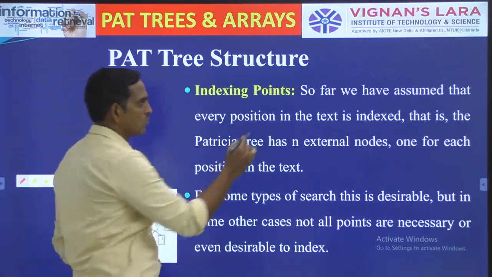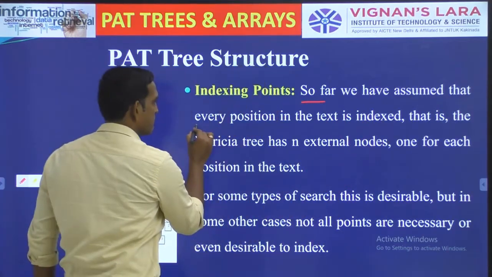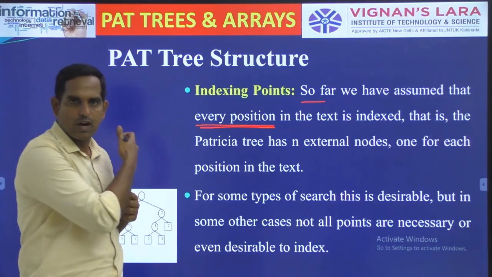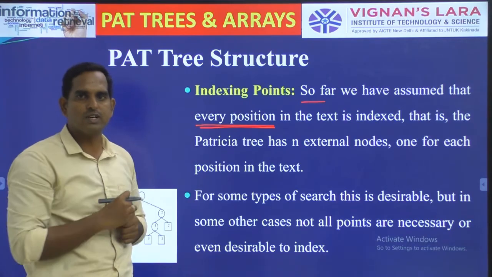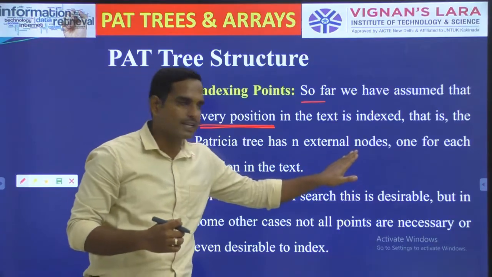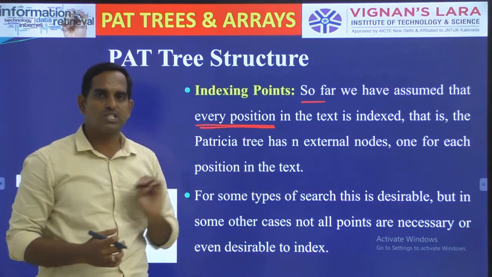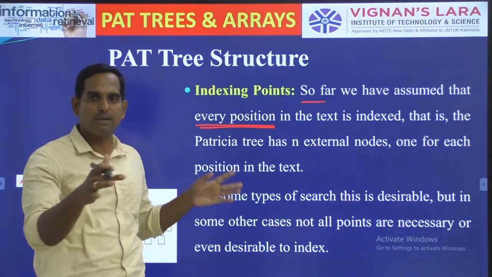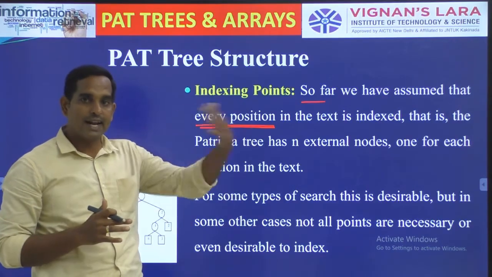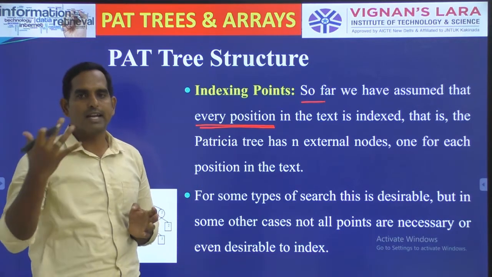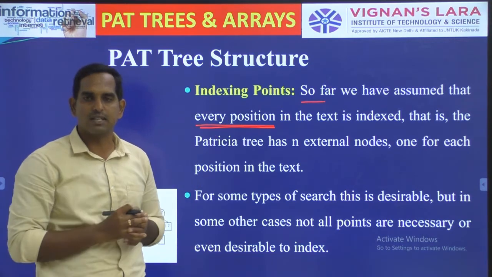So far we have assumed that every position in the text is indexed. You have assumed each and every position in your text as an index. That is, the Patricia tree has n external nodes, one for each position in the text. If you are having 100 characters in your text, I will be having 100 external nodes and 99 internal nodes. That will be your tree structure. I can have 100 different queries for the same thing.